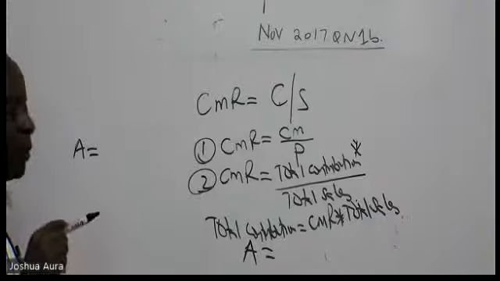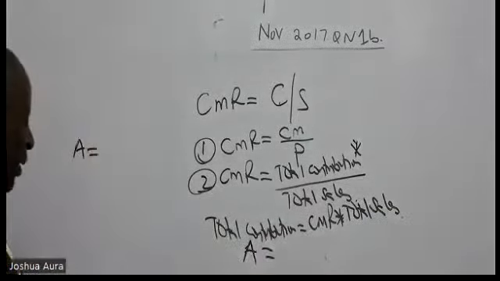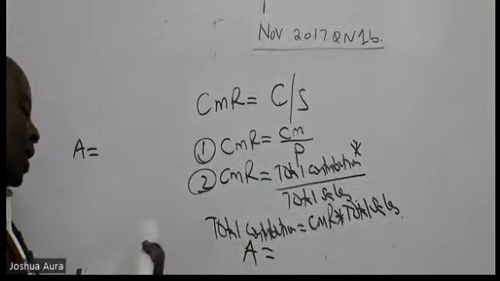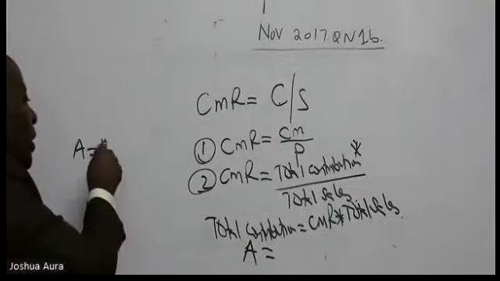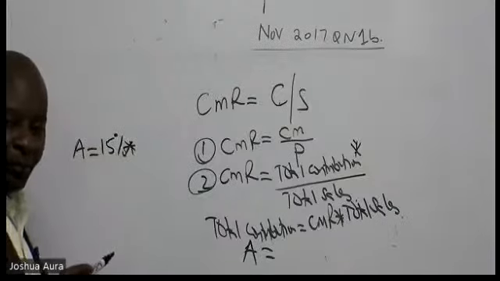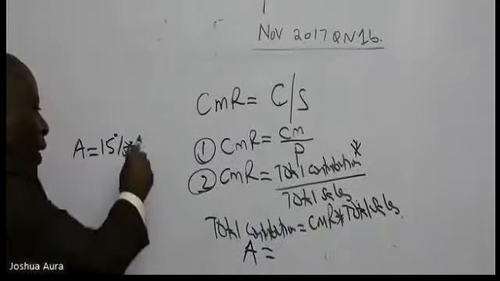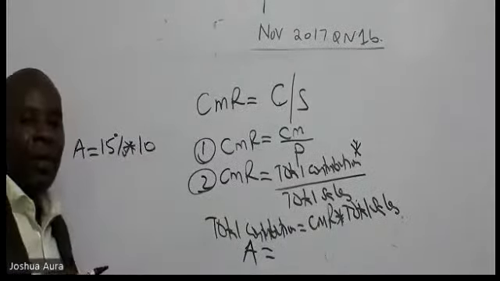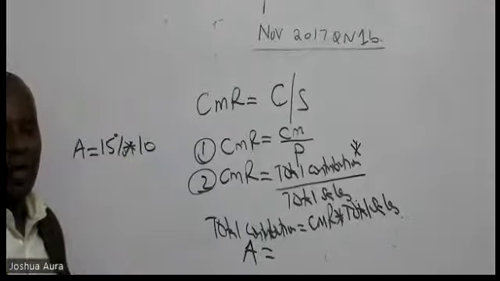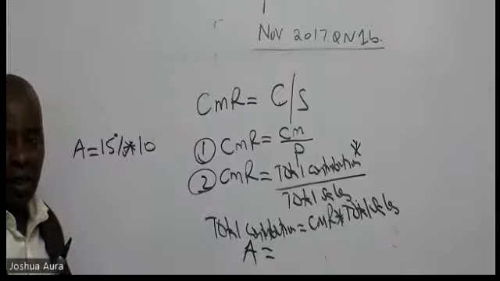To get the total contribution from product A, I will pick the CMR of A, and the CMR of A that I'm able to see there is 15%. So I will take 15% times the total sales of A. I can see total sales of A is 10 million. So can somebody give me this figure? I'm getting the total contribution for each product.